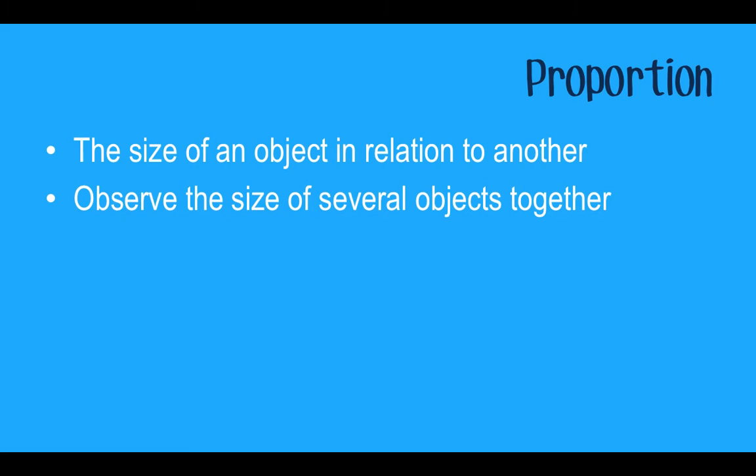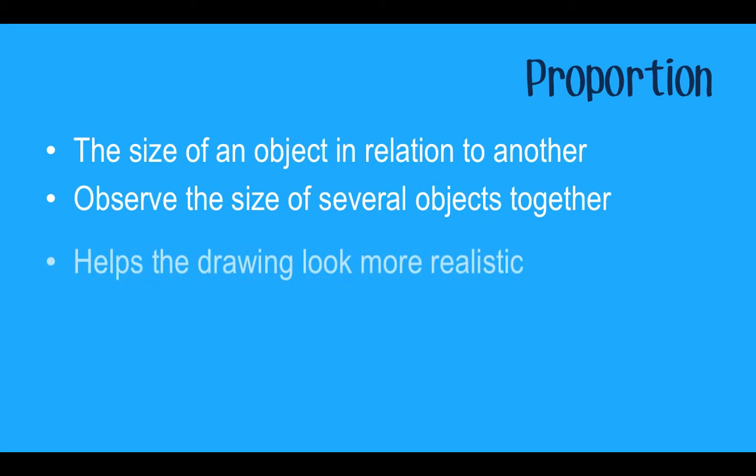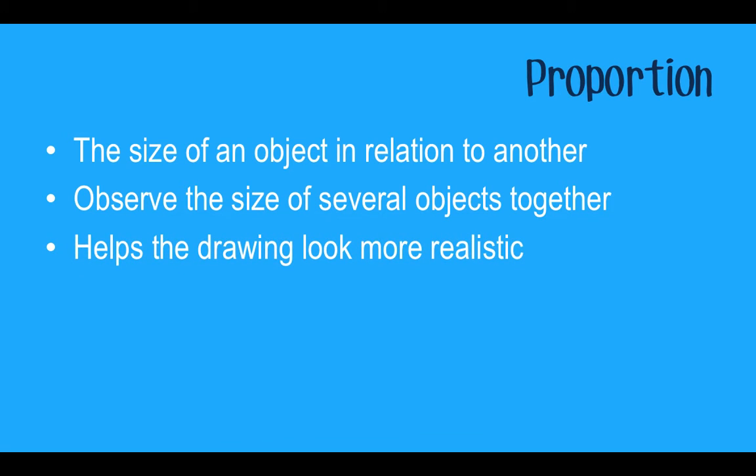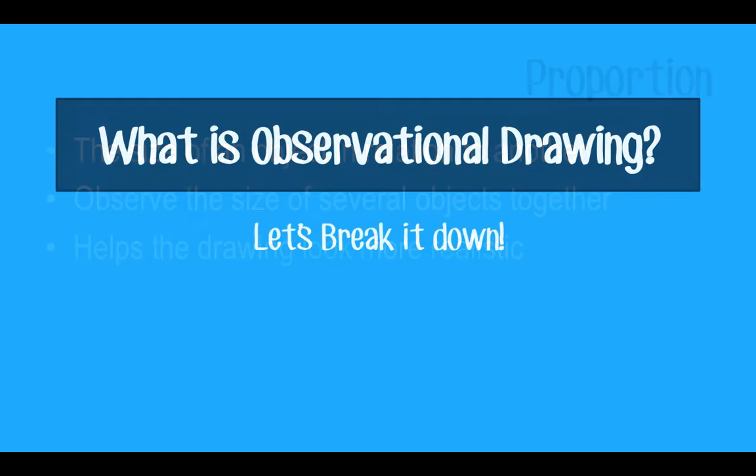So you have to observe the size of several objects together. When we're drawing multiple objects, you have to make sure that you are drawing them in the correct size. And like I said, it helps make the drawing look more realistic. Probably thinking to yourself, what is observational drawing and why do I have to do it? So let's break it down.